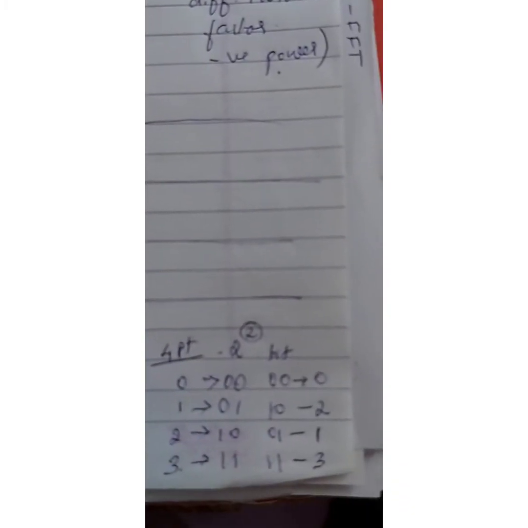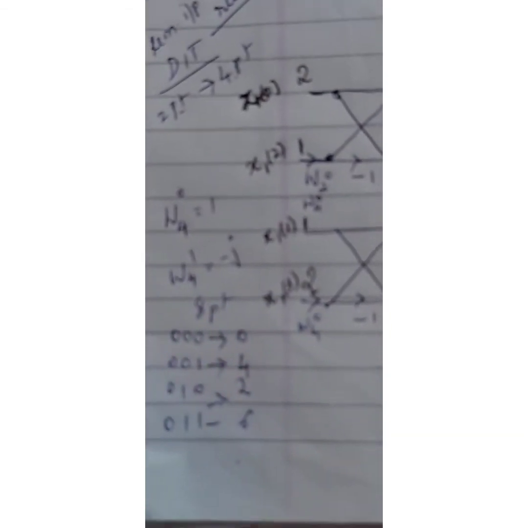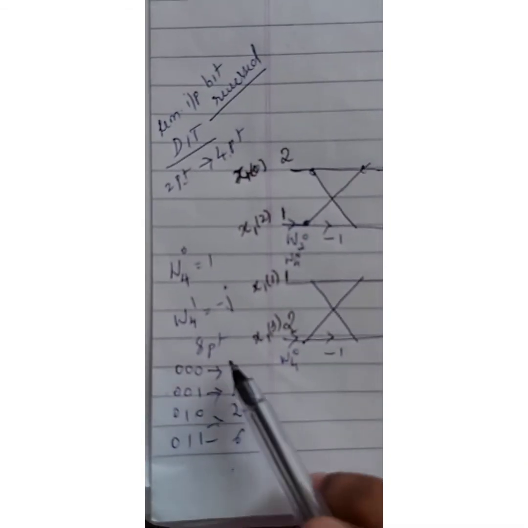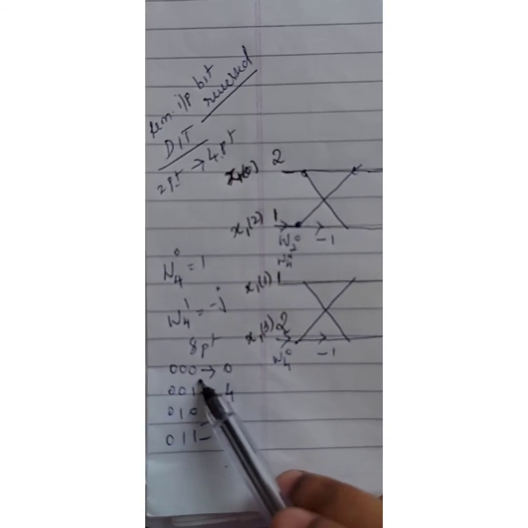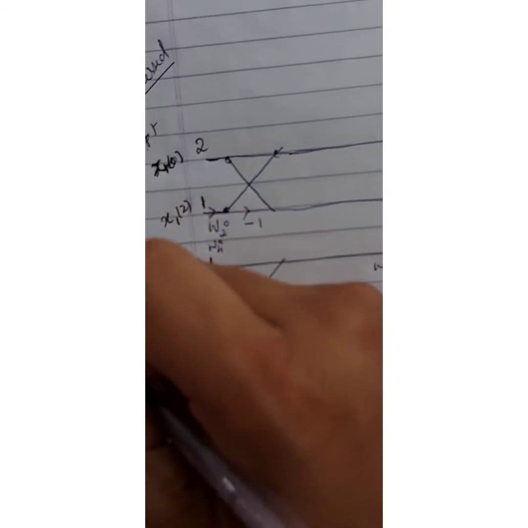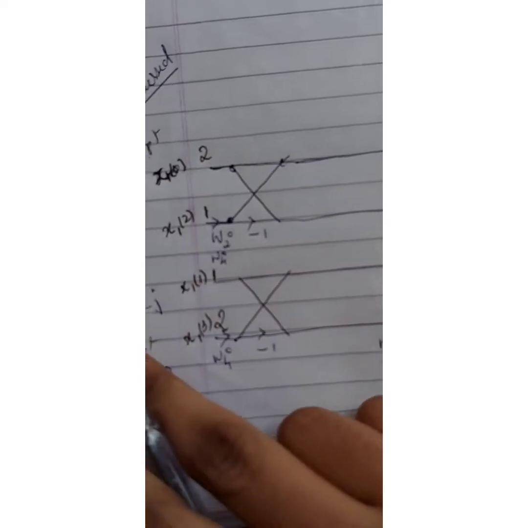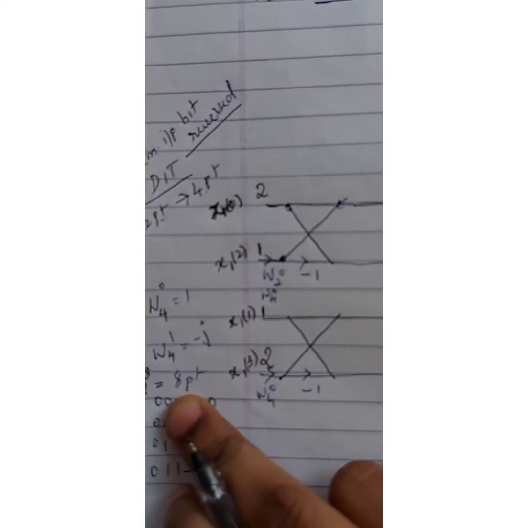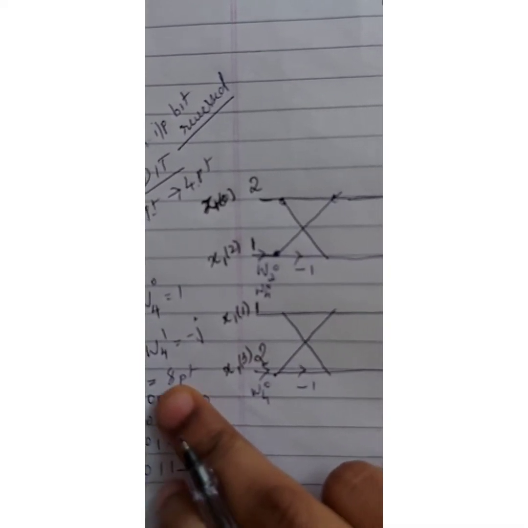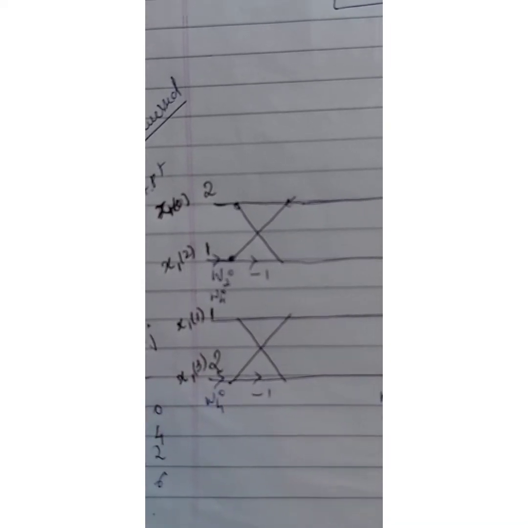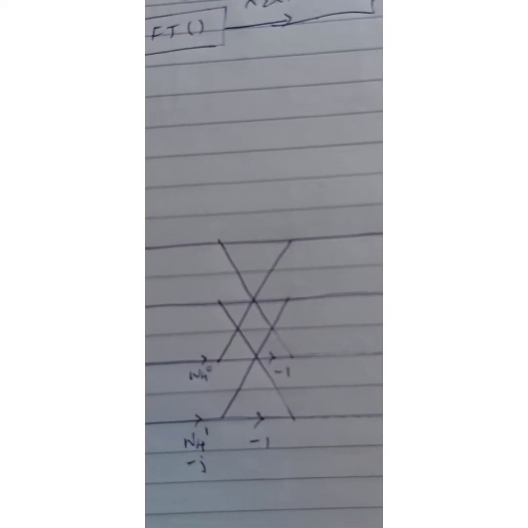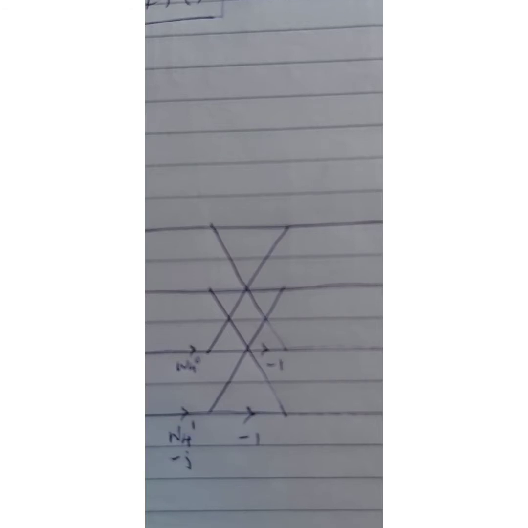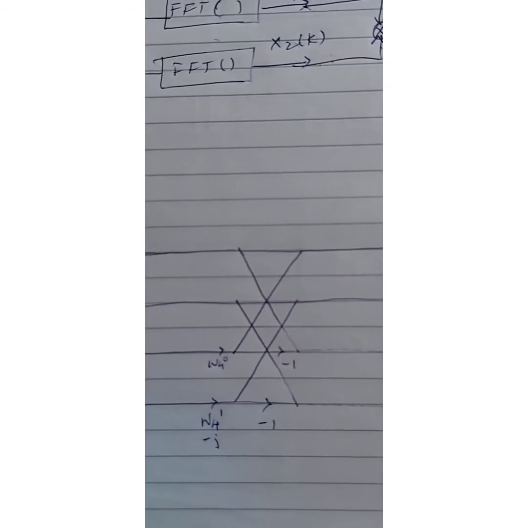So remember this. Since it's a 4-point, the bit reversed order is this. For an 8-point, we used to calculate it this way. We use 3 bits for 8-point because 8 is nothing but 2 power 3. That is why it is called the radix 2 algorithm. Alright, so this is it. This is your structure.